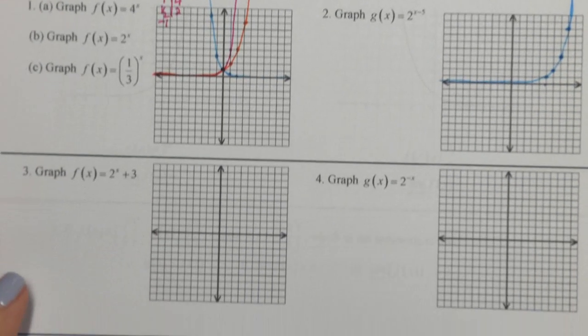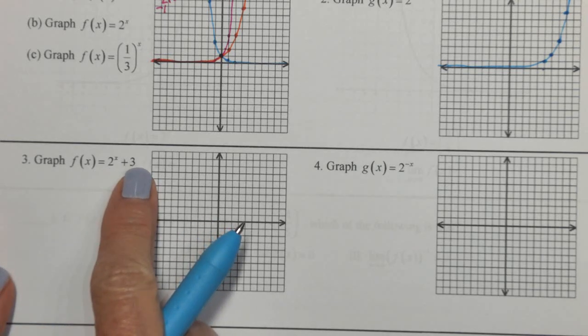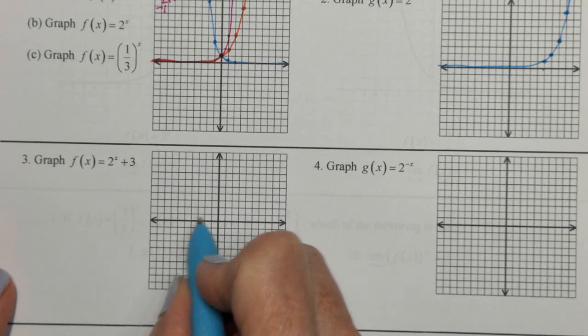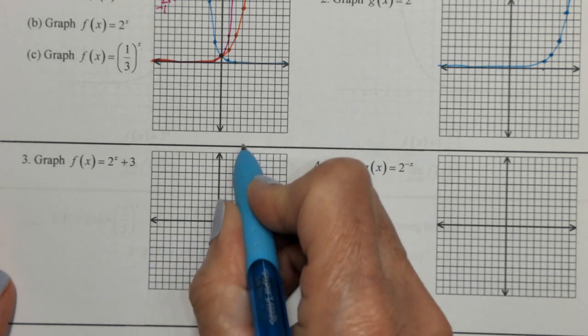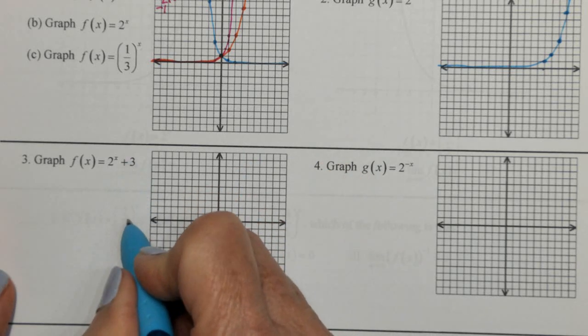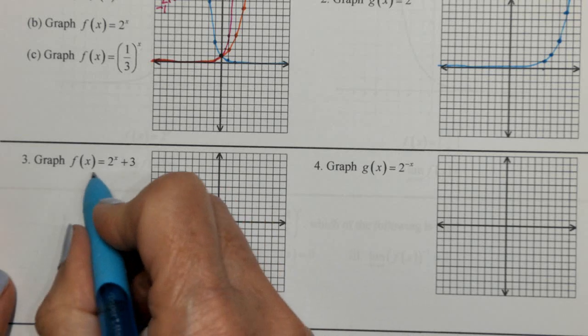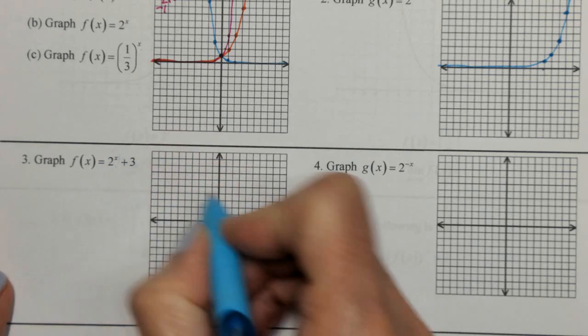What about number 3 here? We have 2 to the x plus 3. Well, I can envision 2 to the x. 2 to the x would go in through this point, and it would go like that. Plus 3 is going to shift the whole thing up 3. So I take my base graph, and I shift it up 3 units.